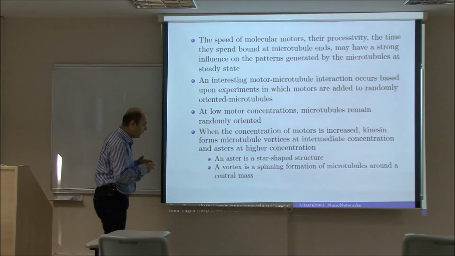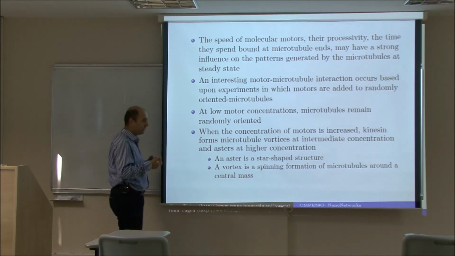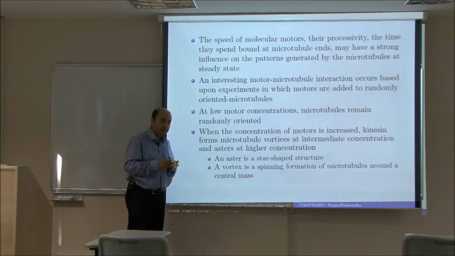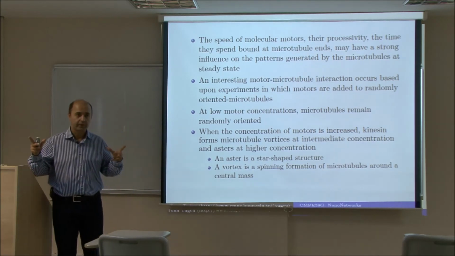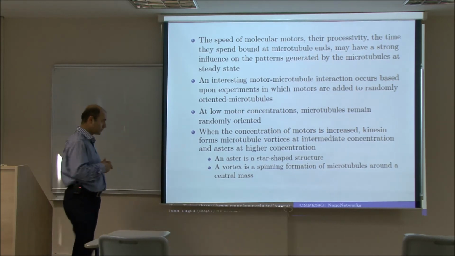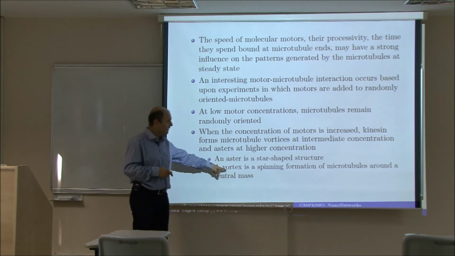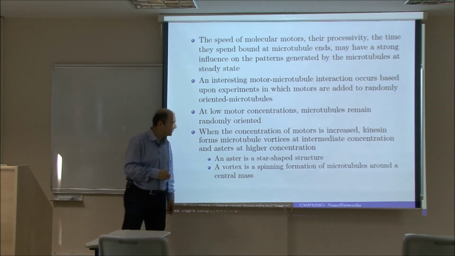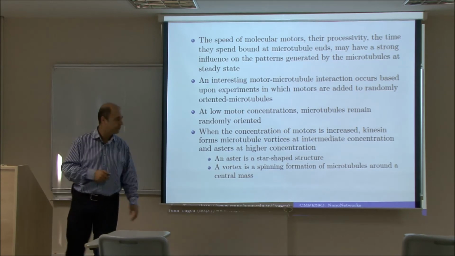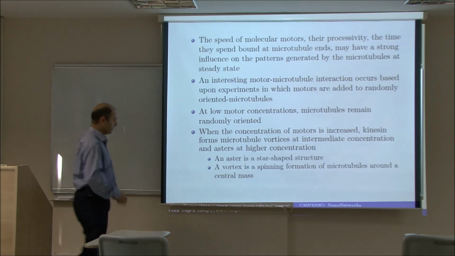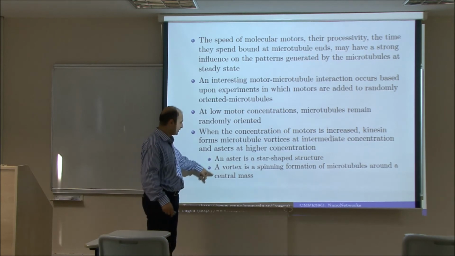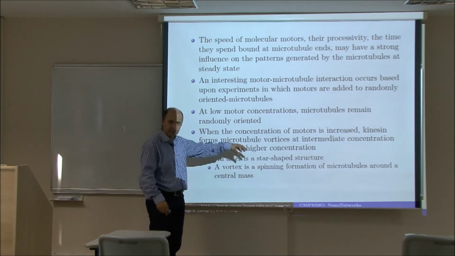If it is even higher, in that case it is asters, which is a star-shaped structure topology. So a vertex is a spinning formation, whereas an aster is a star-shaped formation. And here the central mass we're discussing is the place where the congestion is.